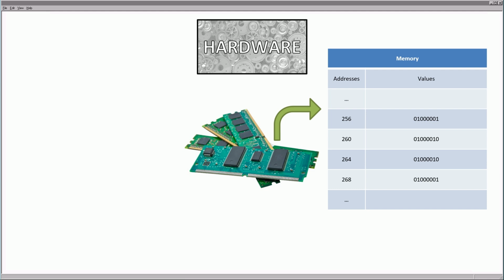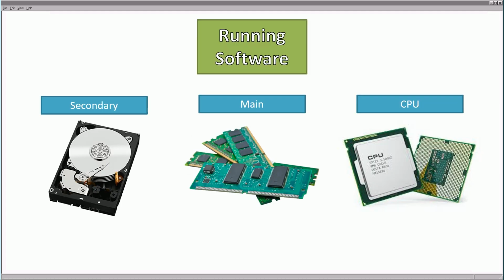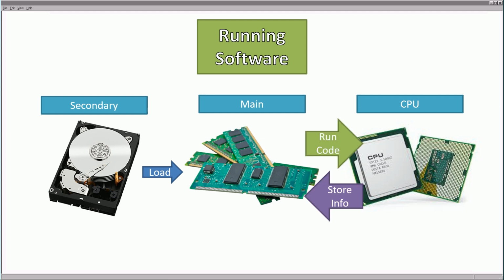the values. Now, putting all of this together, whenever we run software, what happens is you have your program stored on your hard drive, the secondary memory. This is then loaded into your main memory. From there, the main memory is accessed by the CPU and it runs the code. Now, also, the CPU utilizes the memory to store information related to the program. And it continues this loop until the program has been terminated.